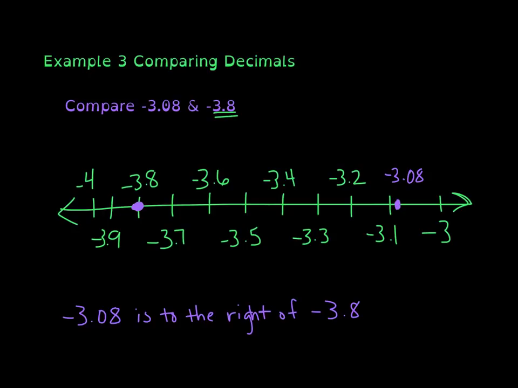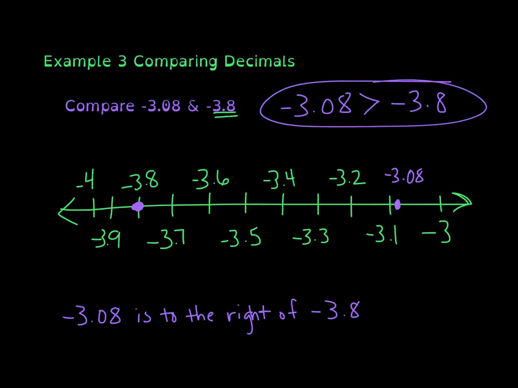So my answer would look like this. Negative 3 8/8 is greater than negative 3 8/10. That one's a tough one, so you've got to really be careful of your intervals.